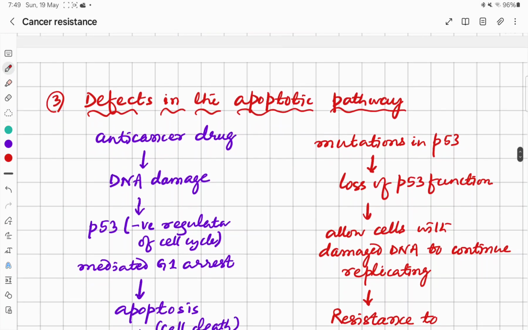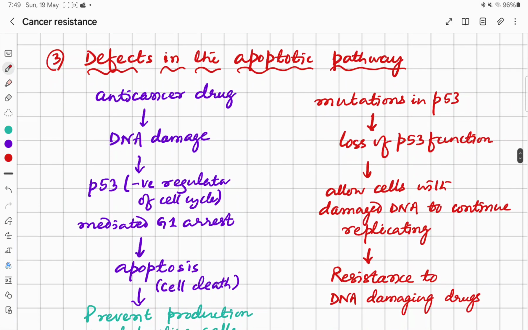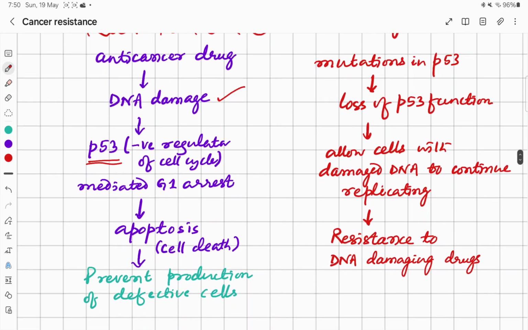Now we'll come to the third mechanism of anti-cancer drug resistance, that is defects in the apoptotic pathway. Most of the anti-cancer drugs cause DNA damage, and that leads to activation of the negative regulator of the cell cycle, that is p53. So there will be p53 mediated G1 cell cycle arrest, and that leads to apoptosis or cell death. So there will be prevention of production of the cancer cells or the defective cells.